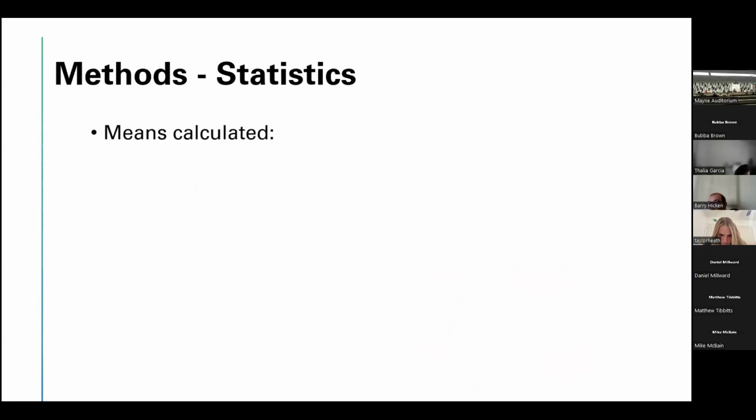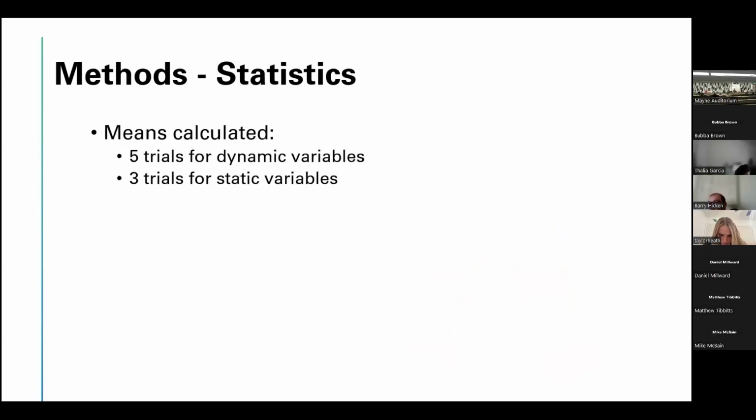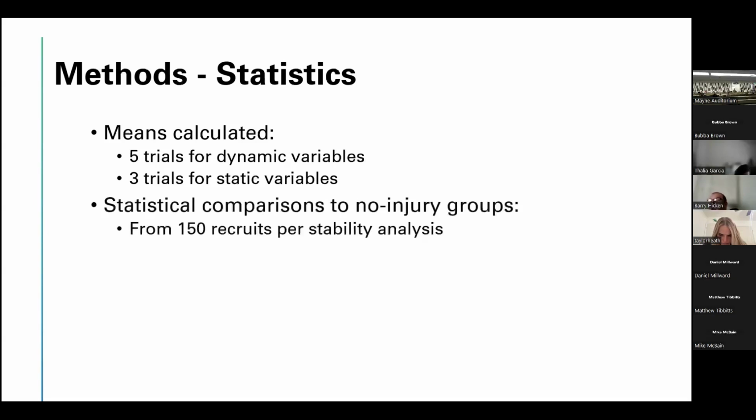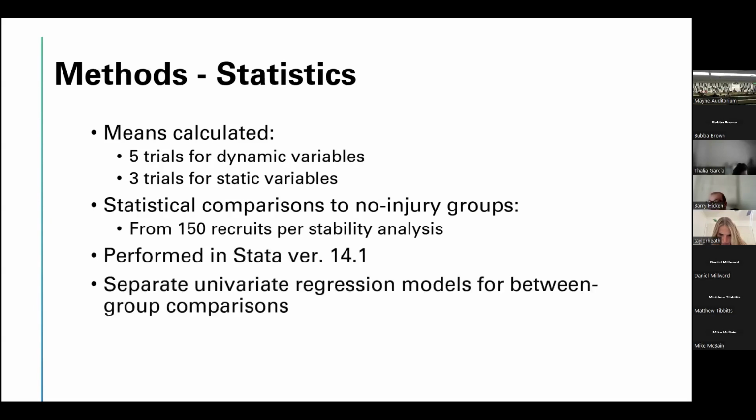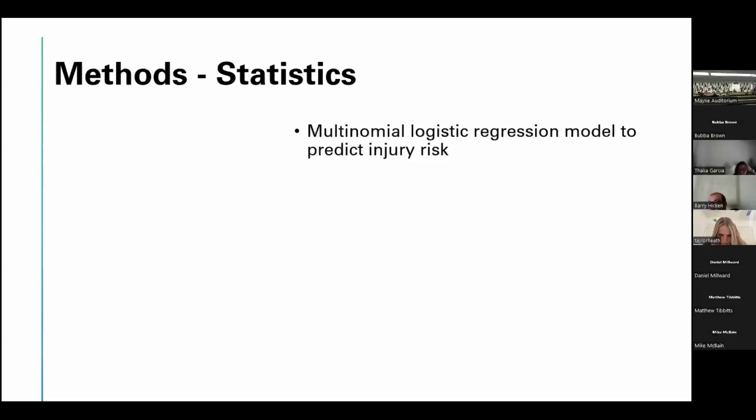So when it comes to the statistics, they calculated means for any dynamic variables as an average of 5 trials, and for anything static, they did it for 3 trials. They did statistical comparisons to a no injury group, and from a stability analysis that they had conducted prior, they pulled data from 150 no injury individuals. And then they did the statistical analysis in Stata version 14.1, doing separate univariate regression models for between group comparisons. Once they did that, they did a multinomial logistic regression model to predict injury risk, and they specifically determined candidate variables based off of whatever univariate regression values had a p-value of less than 0.1.